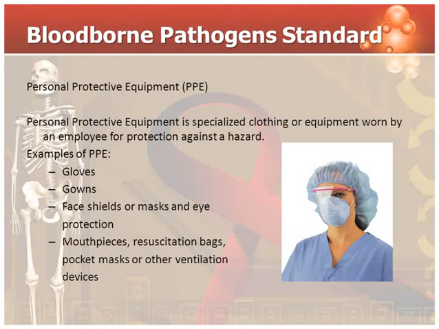Personal protective equipment is specialized clothing or equipment worn by an employee for protection against a hazard. Examples of those would be gloves, gown, face shields or mask and eye protection, mouthpieces, resuscitation bags, pocket mask, or other ventilation devices.